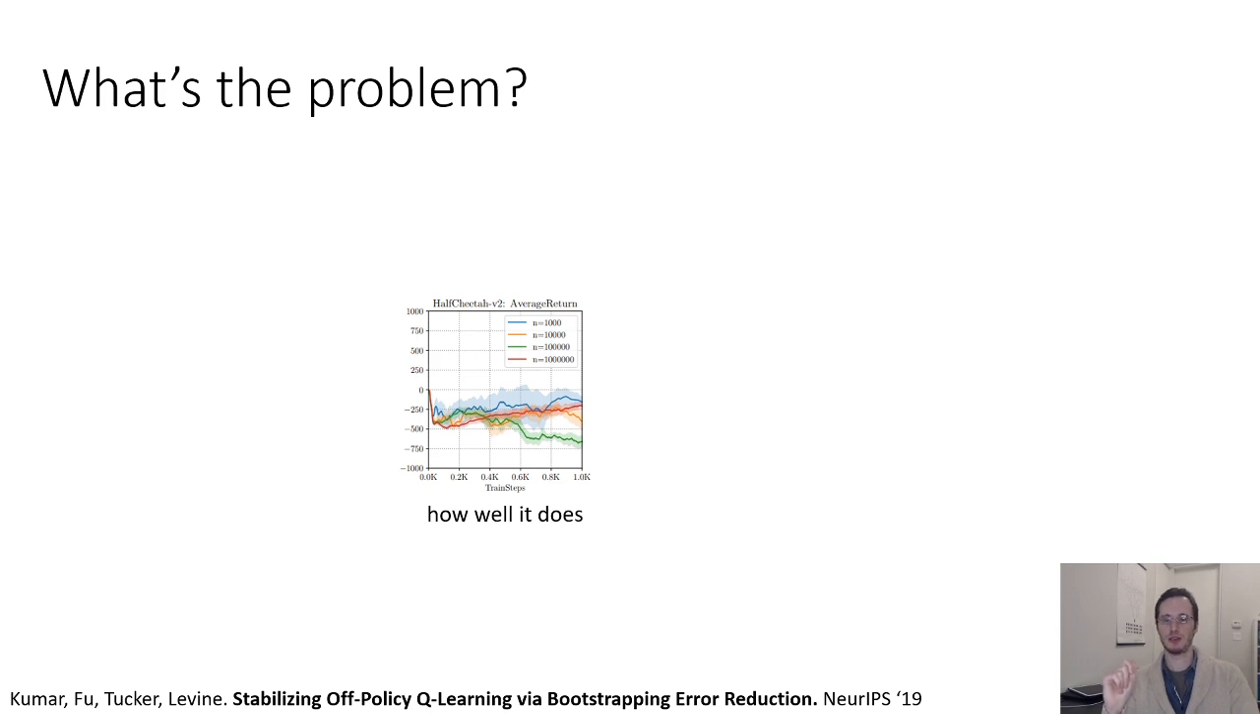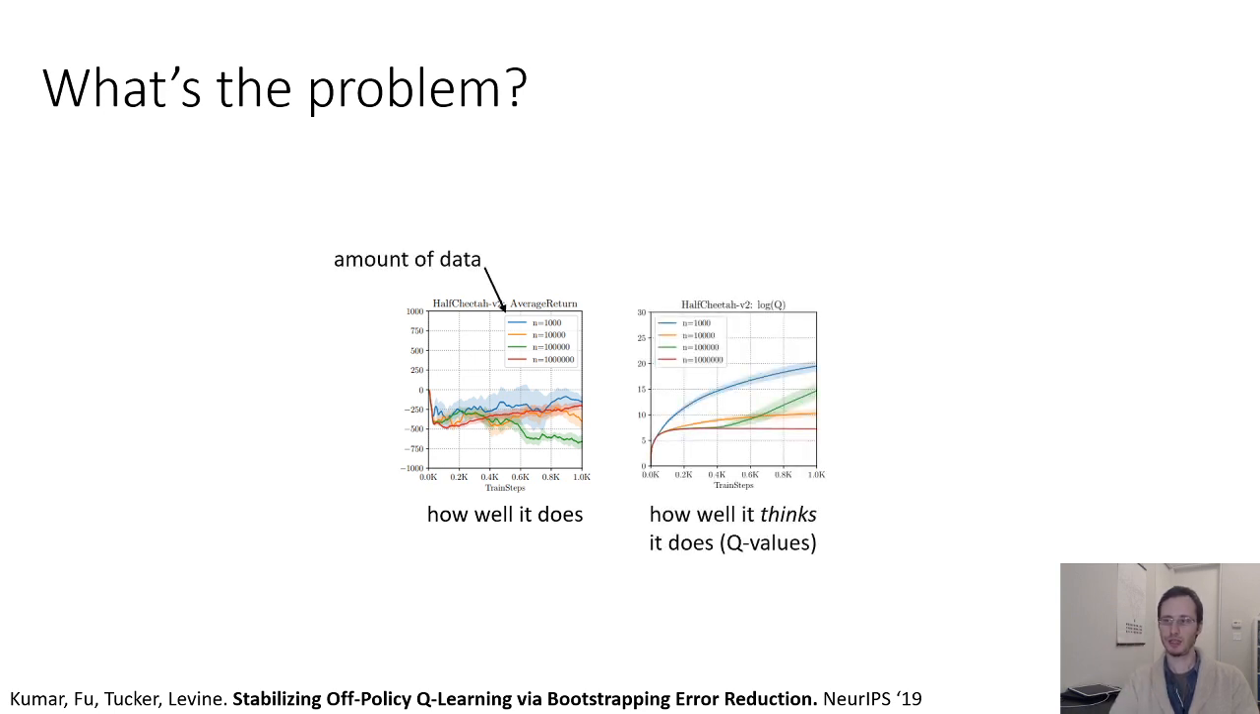Now, one idea that Avril and Justin had was that perhaps we can look at how well the Q function itself thinks it's doing. Remember that the Q function is estimating the expected reward to go. So if you look at the Q values at the initial states, that tells you how well it thinks it's going to do. And here's the plot of that.